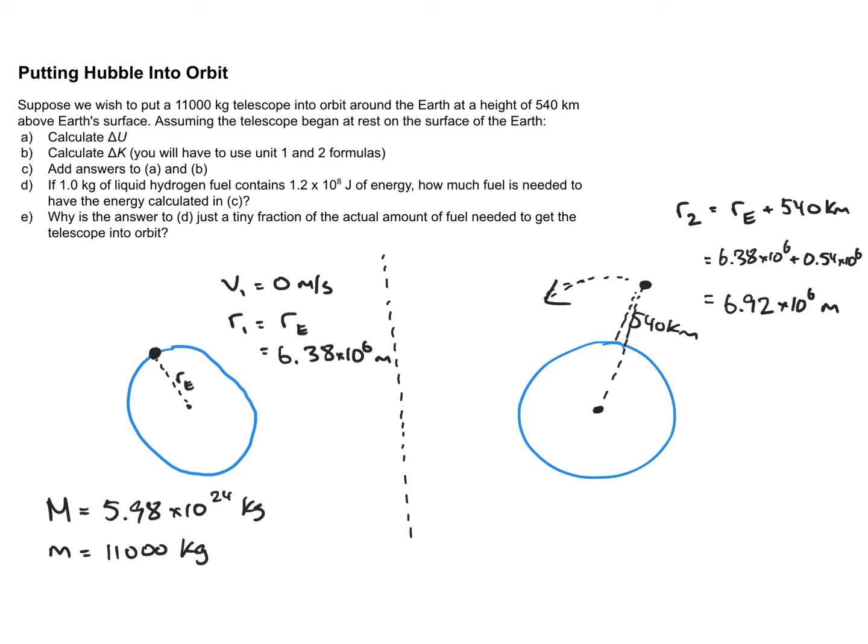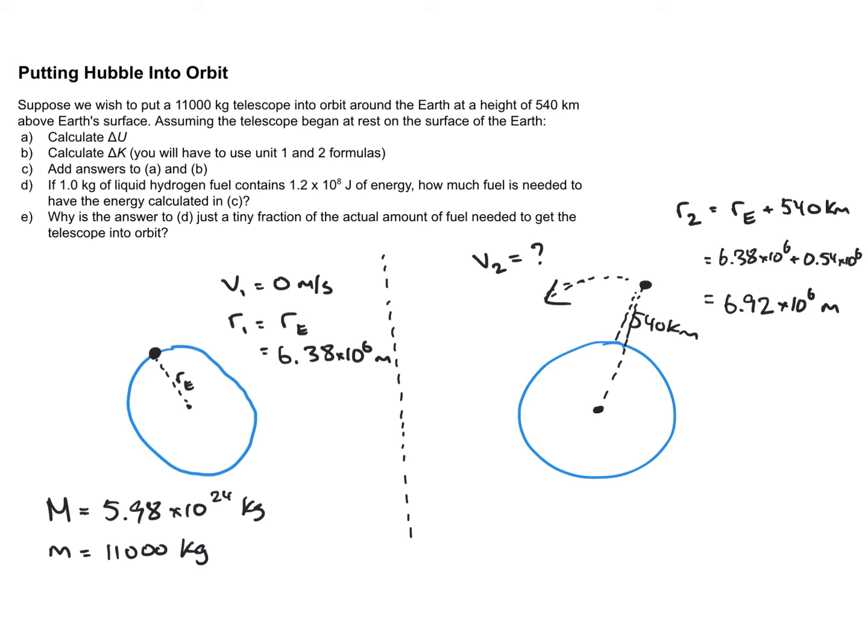Now it's also going to have a different speed when it's in orbit. And that will have to be calculated. We're doing that in part B, and we're going to have to use unit 1 and 2 formulas to do that. Okay, so there's the setup. We have a before and we have an after. We're going to calculate the energies before, we're going to calculate the energies after, and we're going to see the difference. And that's going to represent how much energy we have to invest into getting this telescope into orbit.